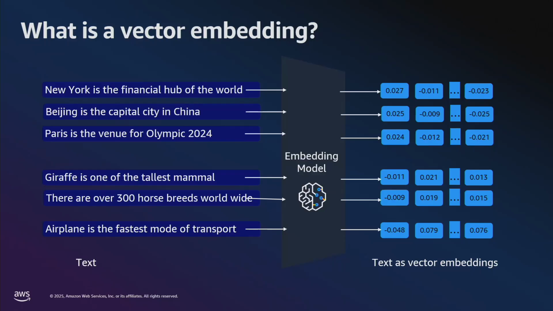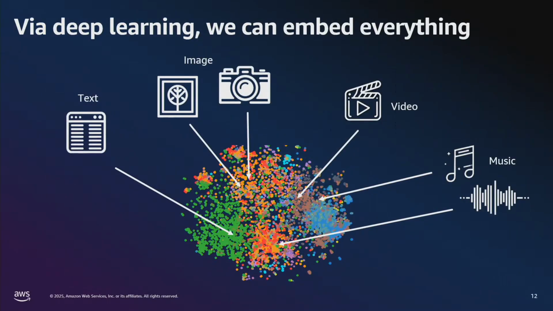That's called vectors. If you look at the first three sentences, they talk about cities of the world, and they have similar characteristics. Because of that, the generated numbers are also closer to each other. And it's not only about text. You can generate vectors from image, audio, and video, and perform context-aware semantic search on this multimodal content.